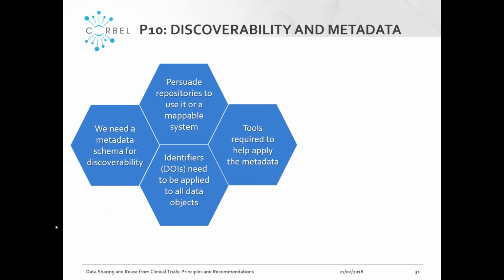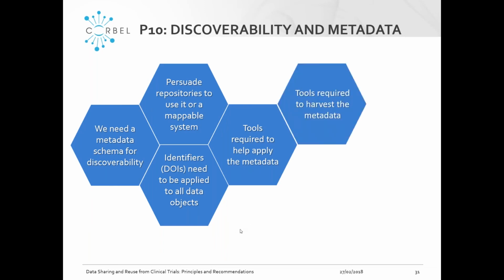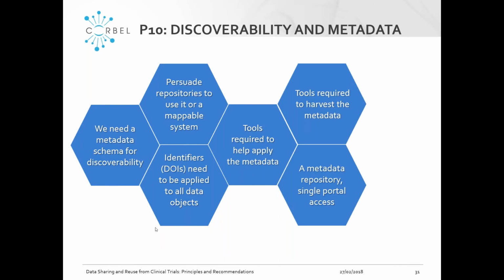We need tools, perhaps fairly simple web-based forms, to help users, to help the data generators apply the metadata, the discovery metadata that we're talking about. And we need some tools in addition to harvest that metadata from APIs, for example, set up on the repositories to bring the metadata together. We need clearly a metadata repository to allow people to search the aggregated metadata. And the key thing here is to have a single portal that people can access. Whether or not there is a single or multiple metadata repositories underneath that is less important.